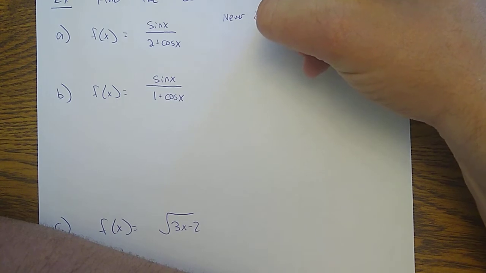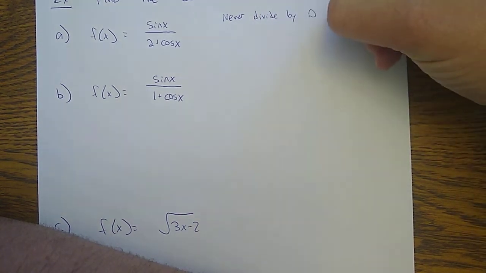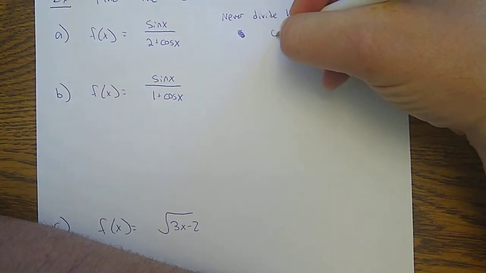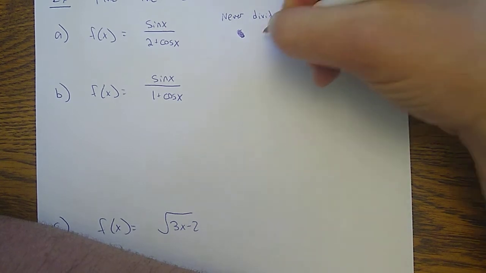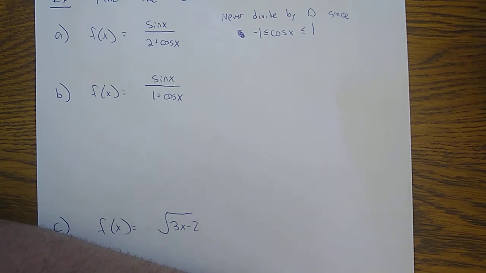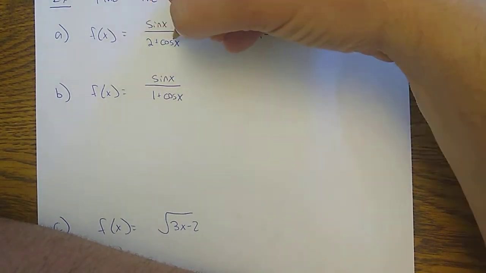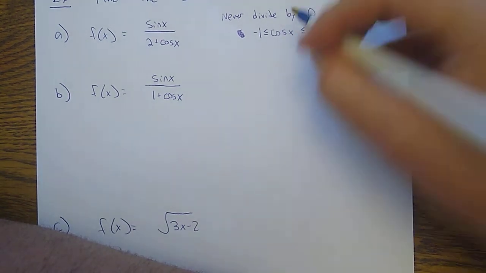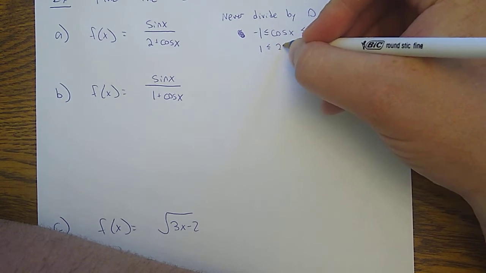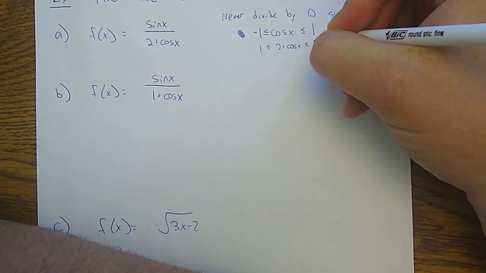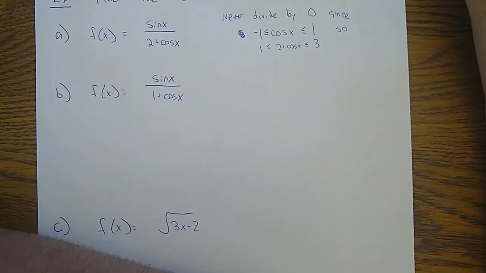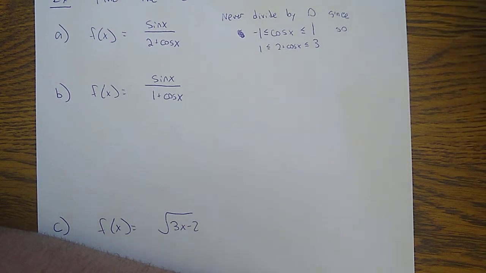Here's how I know. Sine and cosine, right now I care about cosine, they're always between -1 and 1. So this denominator, it's 2 plus cosine. If I just add 2 to everything, I get 1 less than or equal to 2 plus cosine less than or equal to 3. So this number that we're dividing by is always between 1 and 3. It can't be 0.